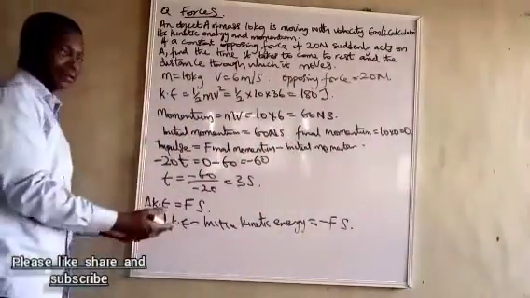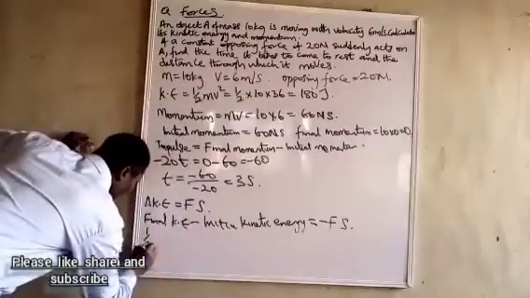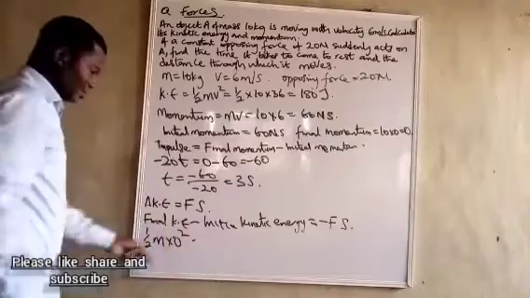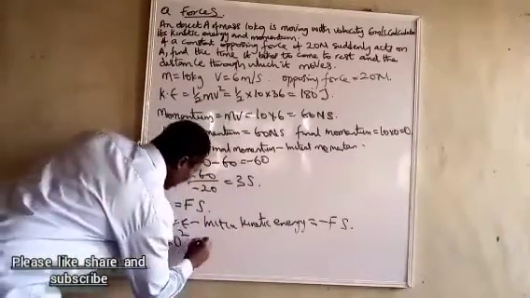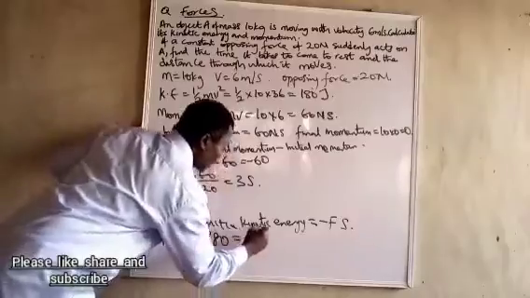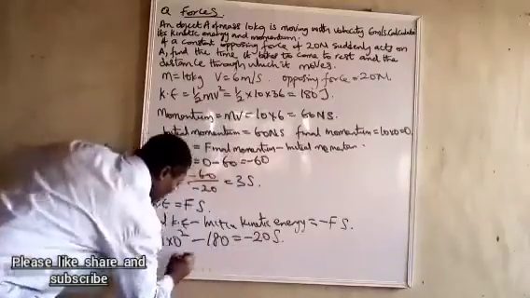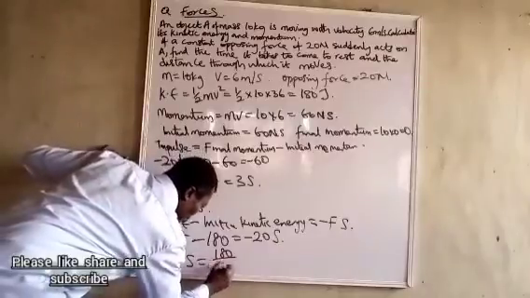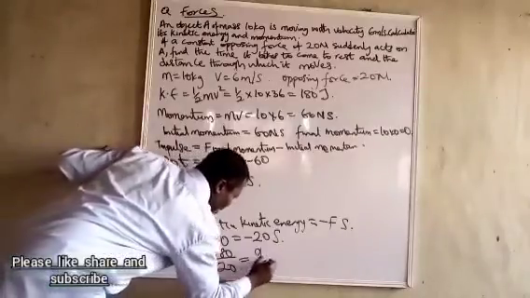And what is our final kinetic energy? This one is half m times 0 squared. You know, the final velocity is 0. And the initial kinetic energy is 180. It's equal to minus 20s. So s will be equal to 180 over 20, and that is 9 meters.